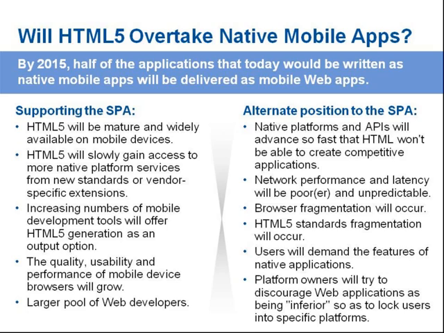The first piece is that native applications and platforms will advance so fast that HTML5 won't be able to create competitive applications. So Apple will just keep plugging away and giving capabilities that are hard to replicate in a web app. The second point on this chart, network performance and latency, is a very, very important consideration, and this could end up being the most important roadblock to this prediction coming true.